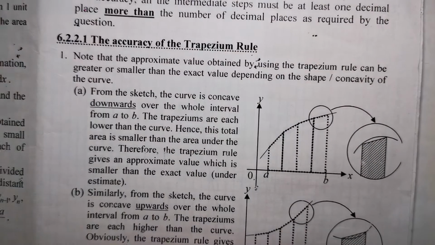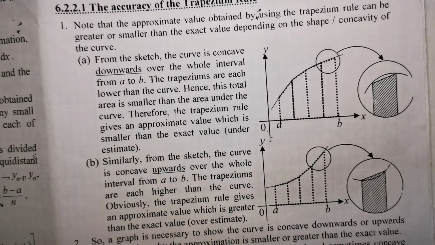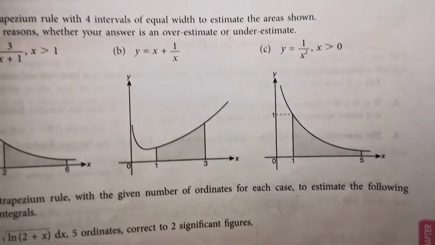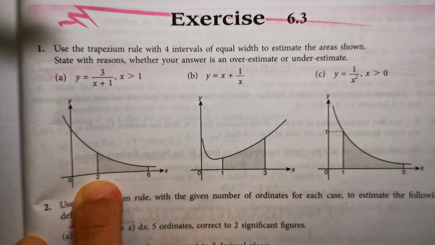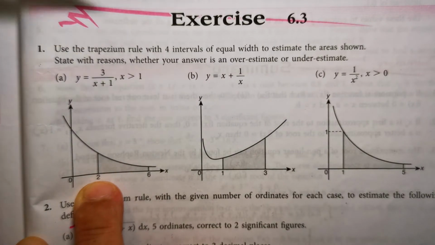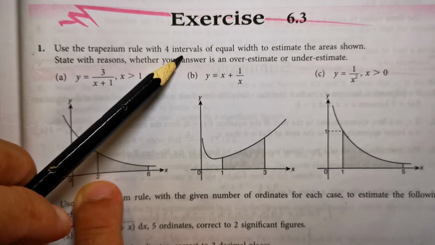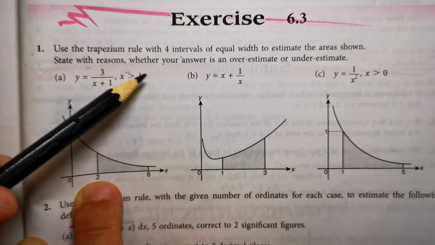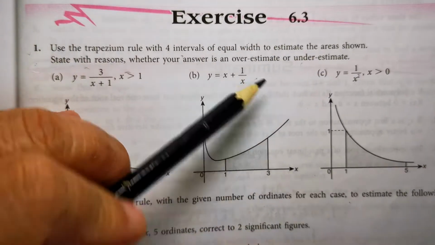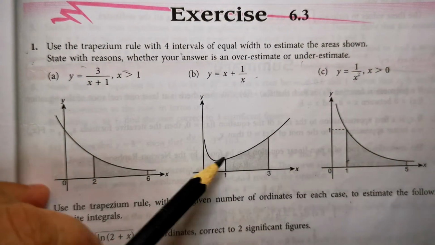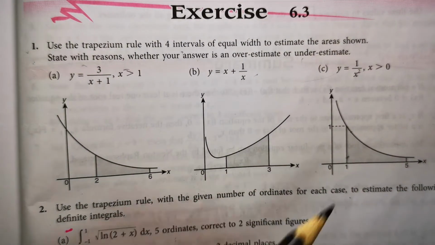So we will see some examples. Remember, before this, we discussed question 1. In the last lesson, we discussed question 1C, using 4 intervals to estimate the area. They say state with reason whether the answer is overestimate or underestimate. This one we haven't done. Since C we have done, and you have also already calculated A and B, you just add the last part with the reason.